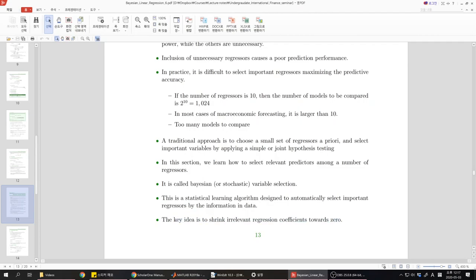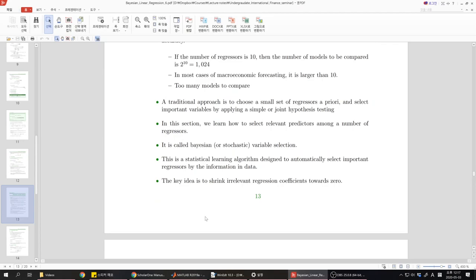So the key idea here is that we are going to shrink irrelevant regression coefficients towards zero or almost zero. If the regressors are not important, then their coefficient estimates should be close to zero. Then we are going to enforce unimportant regression coefficients to reduce to zero. This is the key idea.